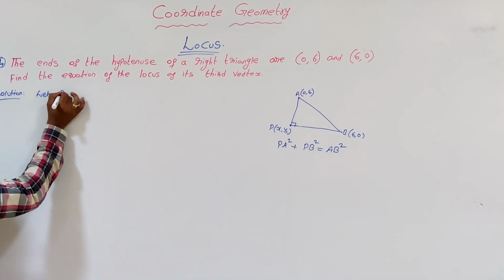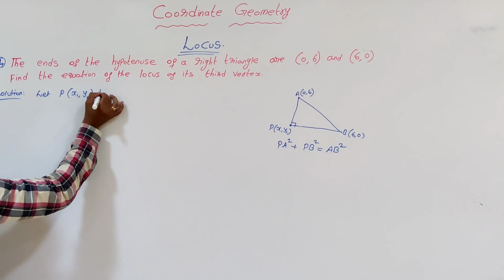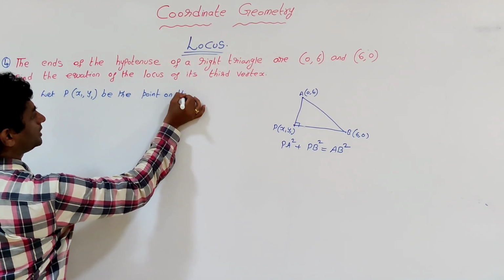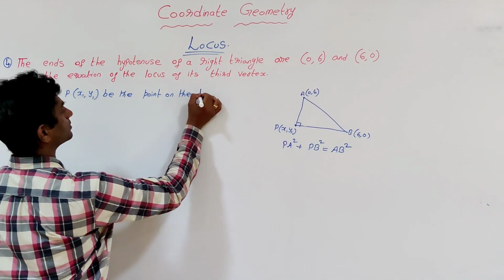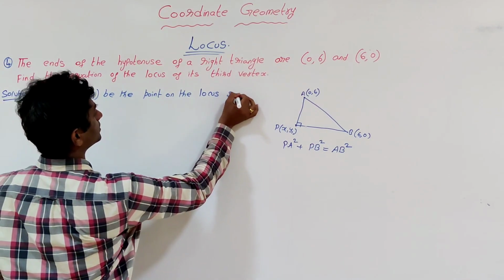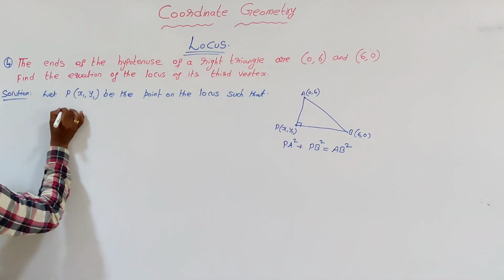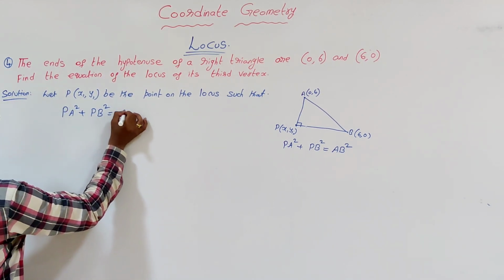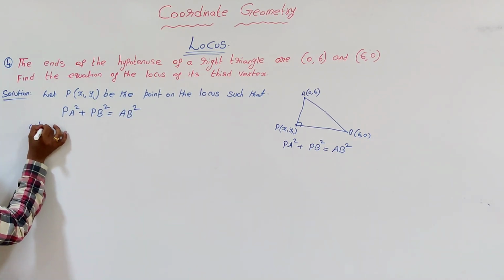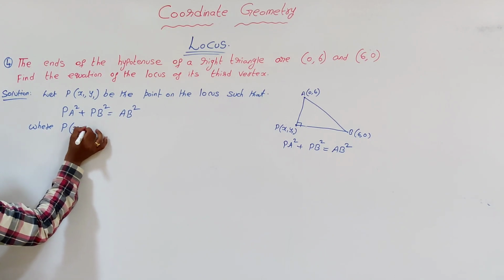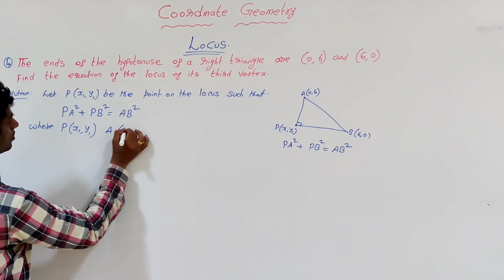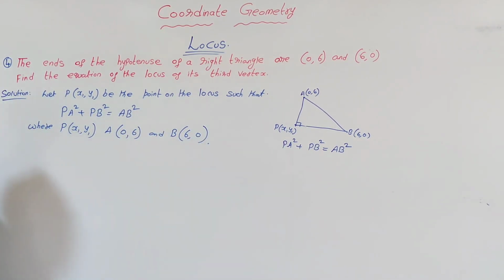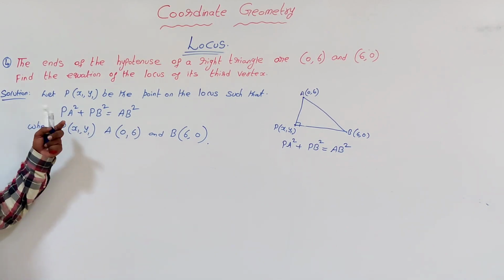Let P(x1, y1) be the point on the locus, which is the third vertex, such that PA square plus PB square is equal to AB square, where P is (x1, y1), A is (0, 6) and B is the point (6, 0). Now PA square, the square of the distance.